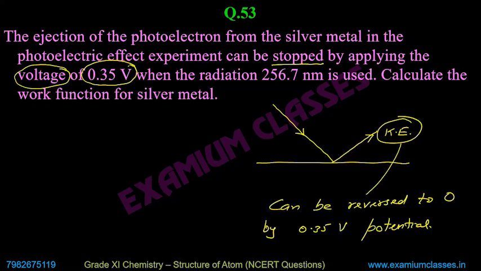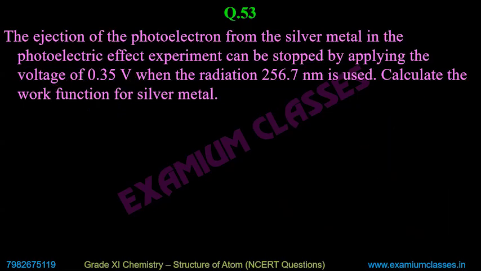Stopped means this much potential is applied in reverse direction, and the energy associated with this potential makes this kinetic energy zero. If it makes this kinetic energy zero, it means these both energies are equal: the energy associated with the voltage 0.35 volt and the kinetic energy. So how do you deal with it? Radiation is of 256.7 nanometer. From here you can calculate E. From this voltage you can calculate kinetic energy, because it makes the kinetic energy zero. So it is equal and opposite to kinetic energy.